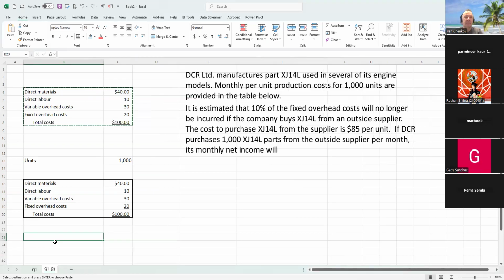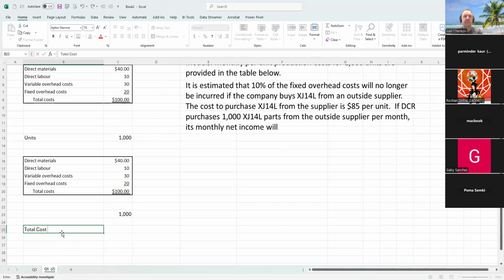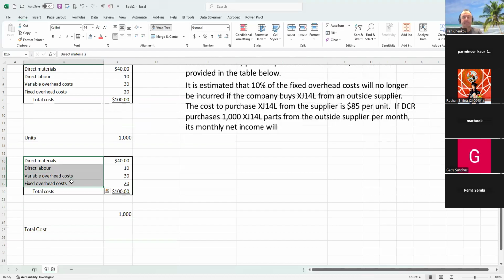If we have to produce 1,000 units, what's going to happen? If we're making 1,000 units, then how much will be my total cost? $100,000. So my total direct cost will be between all those four, correct? Yes.